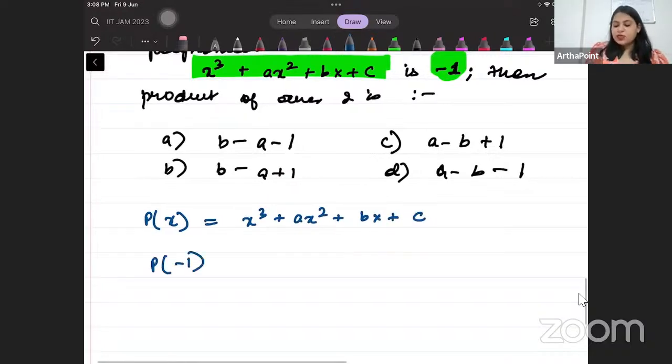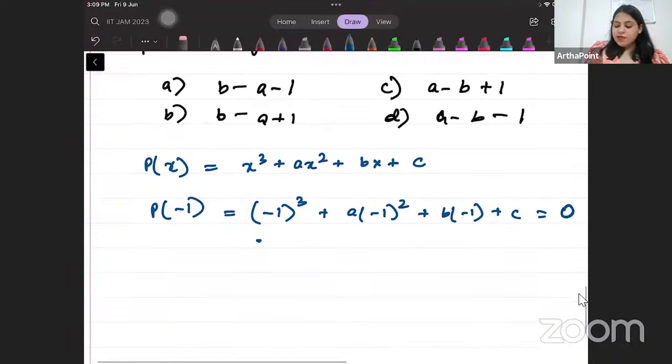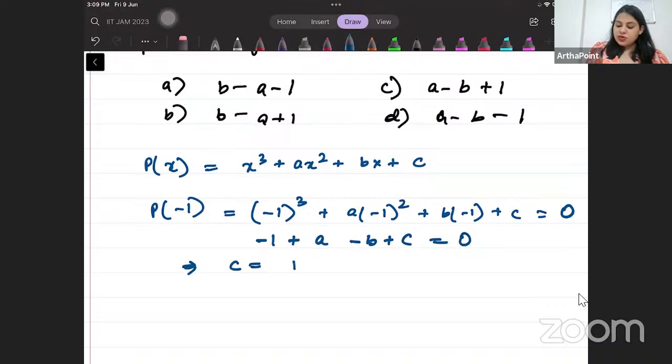When I put -1 instead of x, I should be getting 0. So (-1) cube plus a(-1) square plus b(-1) plus c should give me 0. So this means that -1 plus a minus b plus c should be 0. So this means, beta, that c will be nothing but 1 minus a plus b.